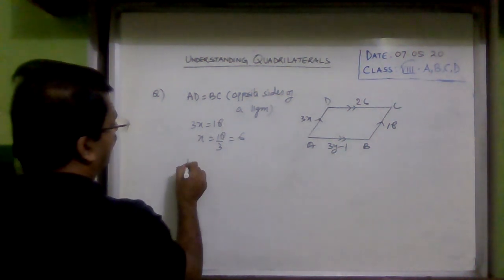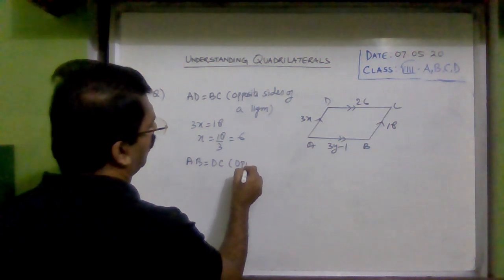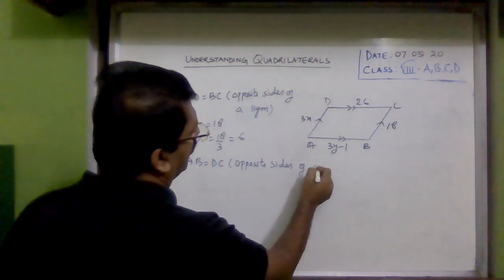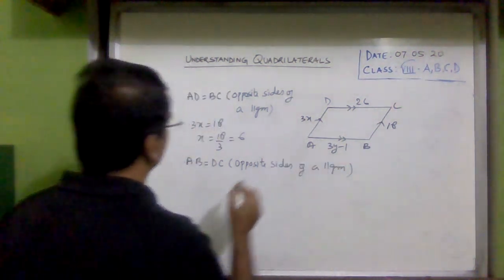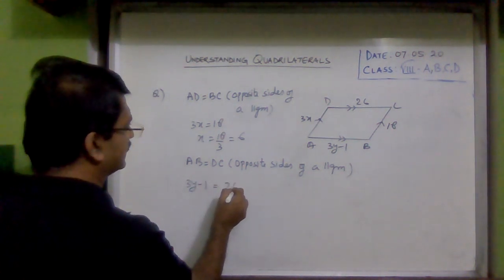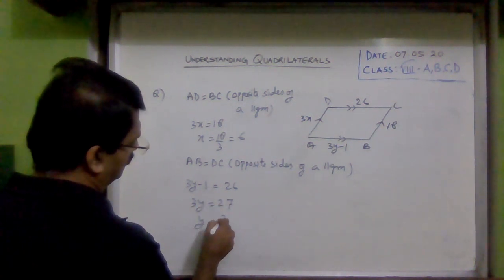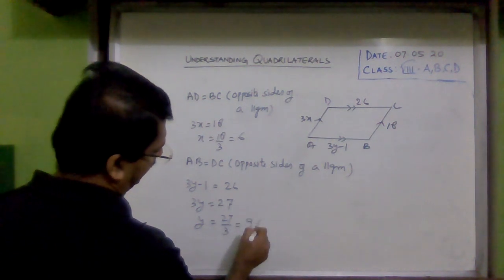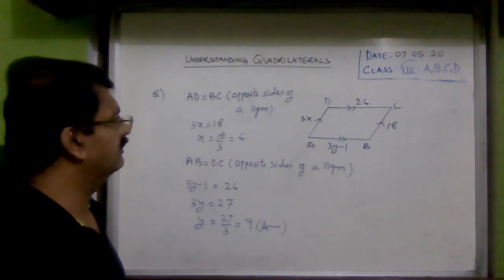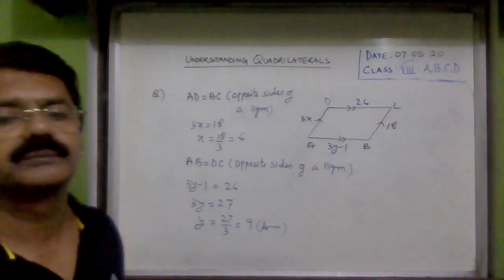Now you write AB is equal to DC. Once again the same reason, opposite sides of a parallelogram. So AB is 3y minus 1 and DC is 26. So 3y is equal to 27. So y is equal to 27 upon 3, that is 9. Okay, so the value of y will be 9. The value of y we have found is 9. Clear? Now we will do the next question.